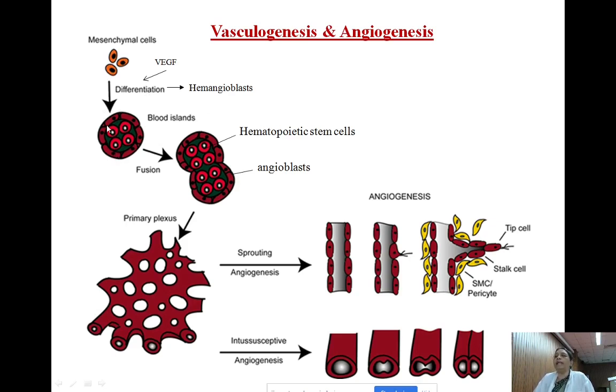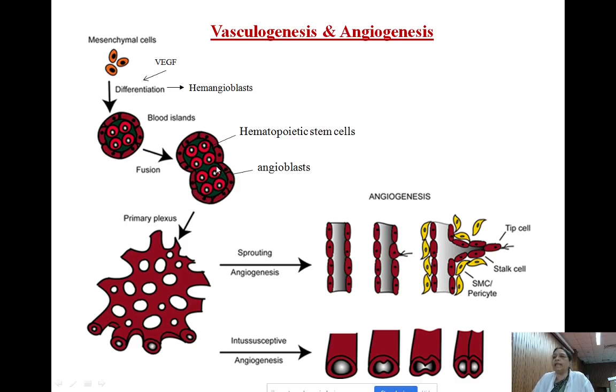Now in these blood islands, there are hemangioblasts, but some cells inside the blood island are known as hematopoietic stem cells. From these hematopoietic stem cells, all the blood corpuscles are formed. Some cells are at the periphery, known as angioblasts, and the angioblasts are also induced by vascular endothelial growth factor to form the lining of the blood vessels.